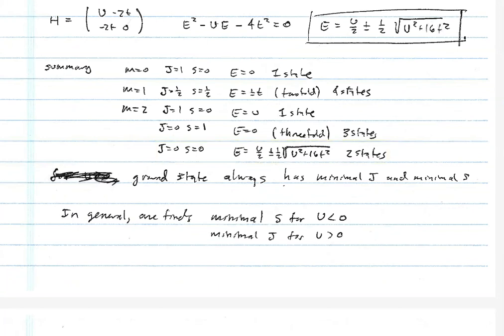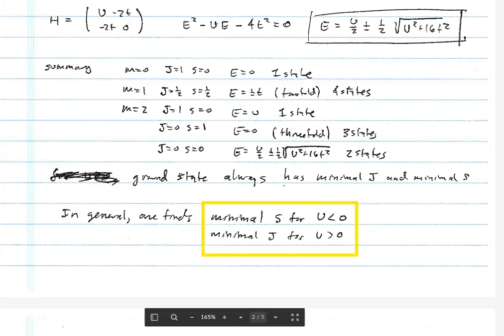You can see that the ground state always has minimal pseudospin because the ground state for m equals 2 is the U over 2 minus 1/2 the square root of U squared plus 16t squared, because that is an energy value that is always less than 0 as long as the U is bigger than 0. And similarly, if we look at the negative U case, what we find is the lowest energy state is going to be j equals 0, s equals 0. That's also going to be the lowest energy state. In general, we have minimal s for U less than 0 and minimal j for U larger than 0.